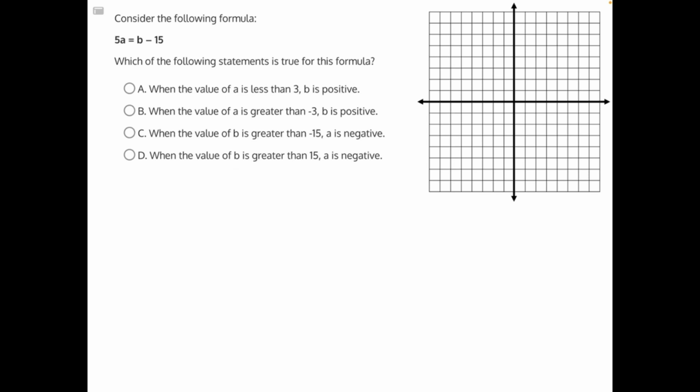Consider the following formula. Which of the following statements is true for this formula? To solve this question, we're going to need to graph, and to graph, we'll have to label our axes in terms of A and B.